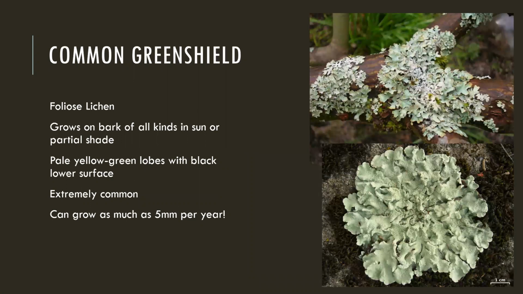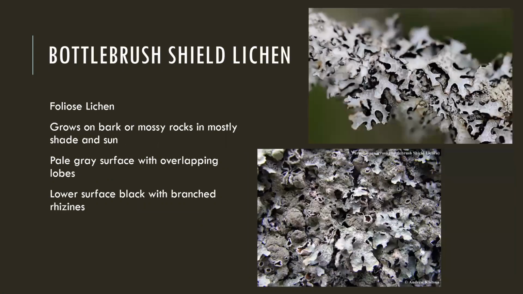So if you see anything green looking, it's going to be on a tree. It's going to be 9 out of 10 times common green shield. If you see anything white or grayish looking on a tree, 9 out of 10 times it's going to be this bottle brush shield lichen. So this bottle brush shield lichen is a gray white color. It looked more like a dirty white to me when I was out in the field.